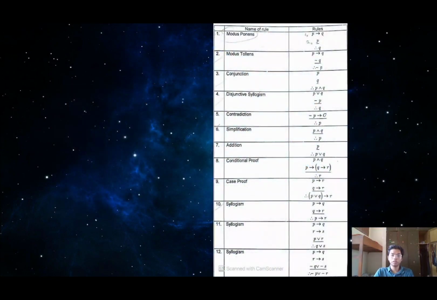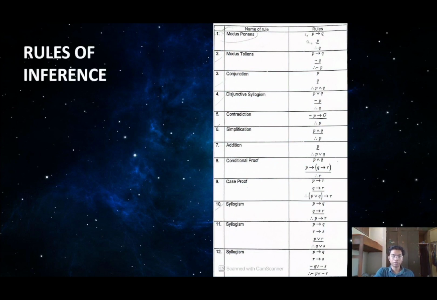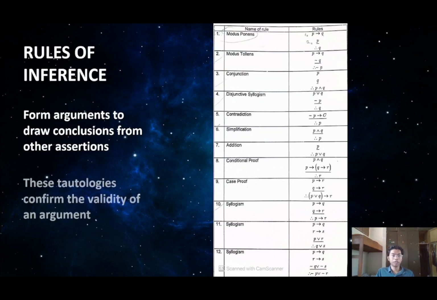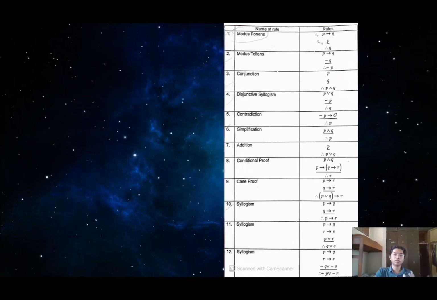Now, see here we have a list. This is called the rules of inference. We have 12 types of rules, and each of them serves a very different objective for each hypothesis that we have in the question. Now these rules are used to form arguments, to draw conclusions from other assertions, and these tautologies confirm the validity of an argument. Okay, next I'm going to show you how to solve that question.